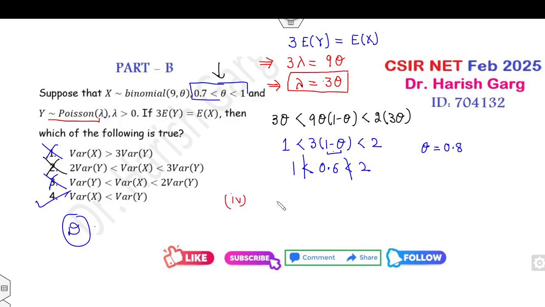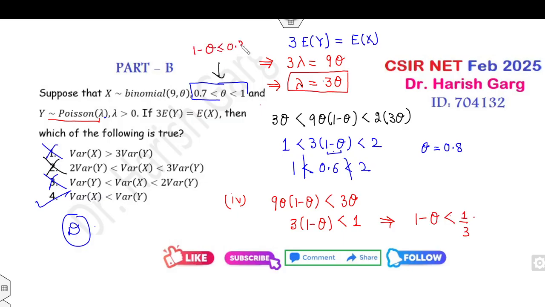But how? You can see 9 theta into 1 minus theta is less than 1, so that will be 3 into 1 minus theta is less than 1. Or you can see 1 minus theta is always less than 1 over 3. Because if you calculate, 1 minus theta is strictly less than 0.3, and 1 over 0.3 is 0.33. It is always less than 1 by 3. So the right answer of the problem is D.